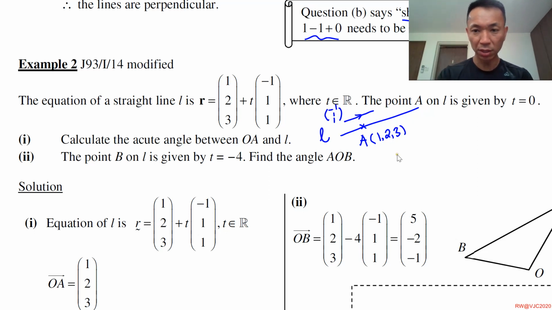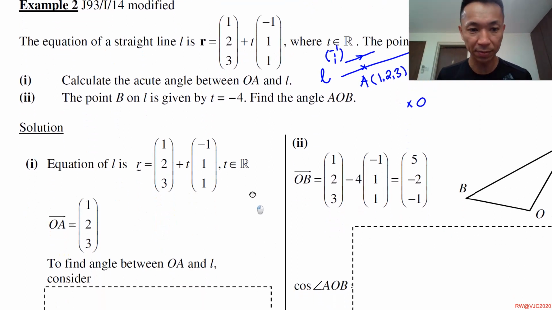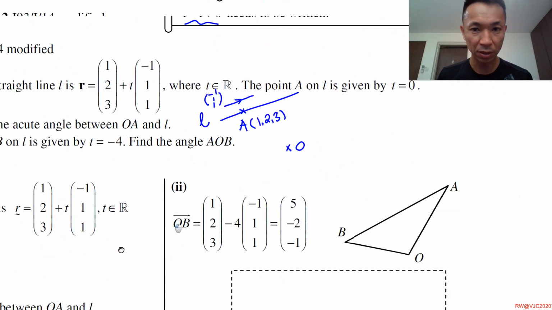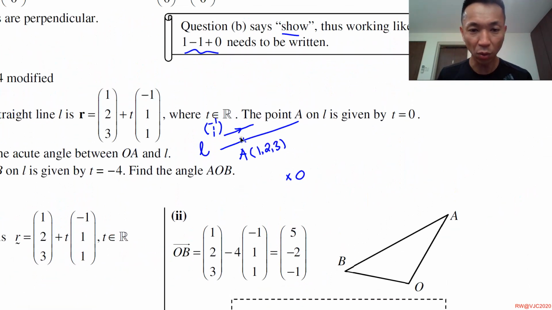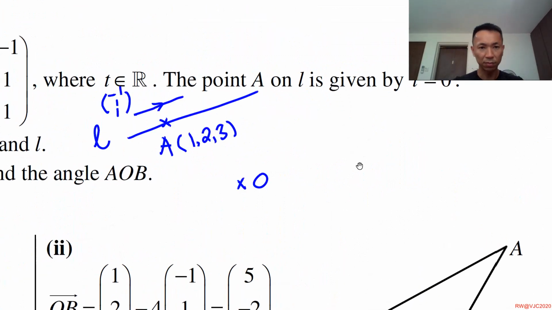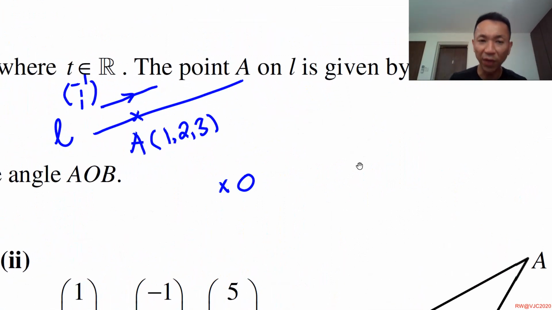Calculate the acute angle between OA and L. So O is somewhere here. I don't know where exactly O is, but O is somewhere out there. So let's see. You want to find the angle between OA and L. Let's look. Which two vectors should I consider?